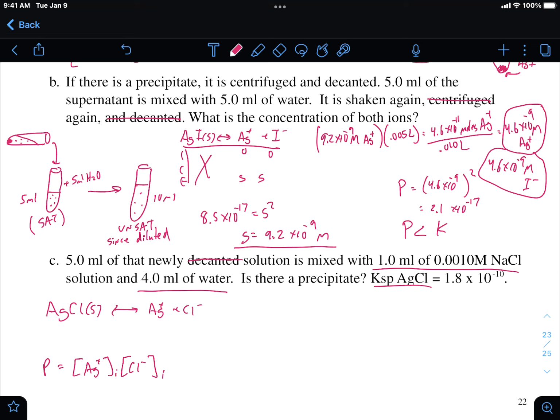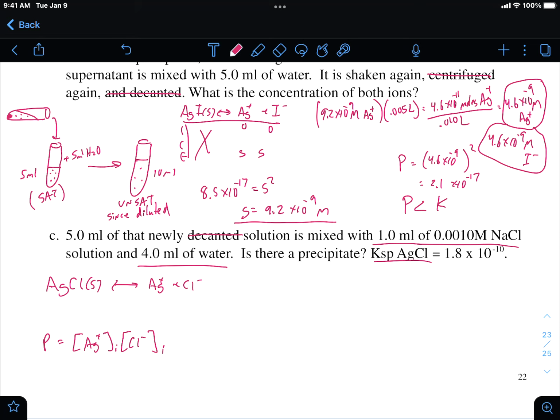So the concentration of silver, because we sampled that solution and we took 5 milliliters of it, so we need to figure out what the concentration of silver is. So for the silver concentration, we took 4.6 times 10 to the minus 9 molar solution, and there was 5 milliliters of it. So we need to figure out how many moles of silver there are.